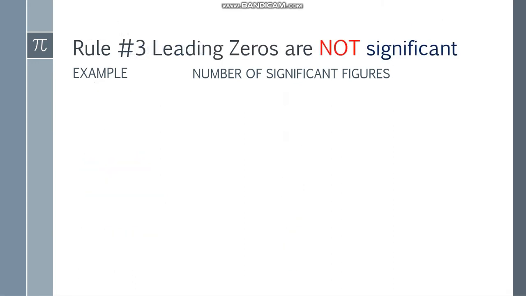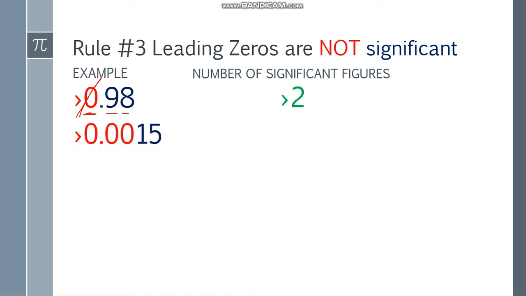Next one, rule number 3: leading zeros are not significant. What do you mean by leading zeros? They are the zeros from the left. So the leading zero here is the 0 in 0.98. In the number of significant figures, this is not counted. 1, 2: you have two significant figures. Next one, 0.0015. These three zeros are leading zeros, so they are not significant. You only have 1 and 5, so that will be two significant figures.